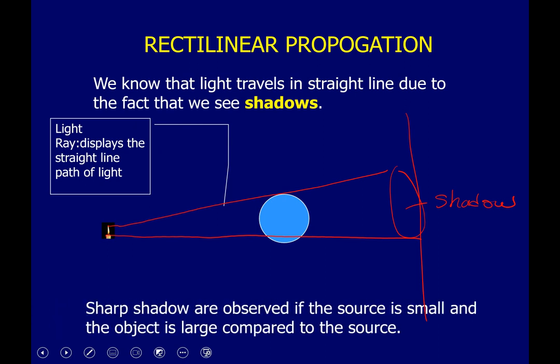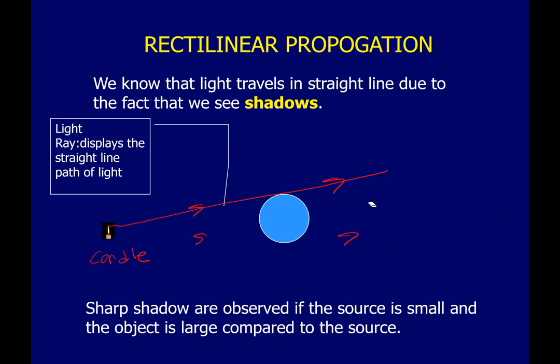Is this one going to give me the lines? No. Sharp shadows are observed if the source is small and the object is large compared to the source, which is what we have in this place. We have a small candle and we have a large obstacle in its way. Now, I'm doing my best to freehand these because I can't put a ruler on my computer screen right now, but when you're doing these ray diagrams, maybe I'll just try and do a slightly better job for you here.